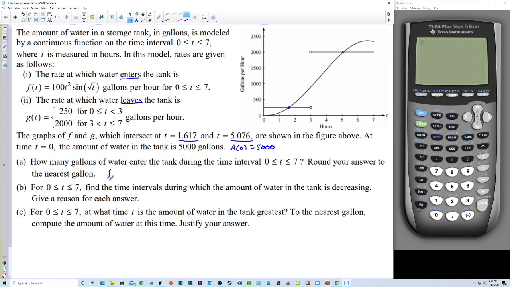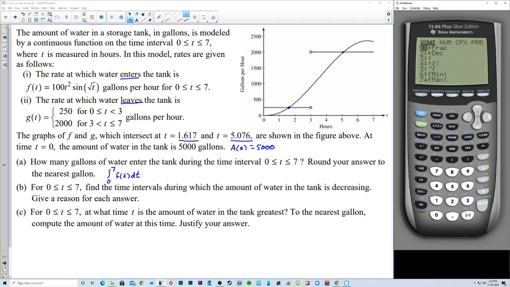So we just have to integrate from 0 to 7 of f of t dt, because that's the rate at which water is entering the tank. Now, I've already put that function into y1. I've put the piecewise function into y2 and y3, and you can graph piecewise functions by using the test symbols right here in test. So you have the equal, not equal to, and so on.